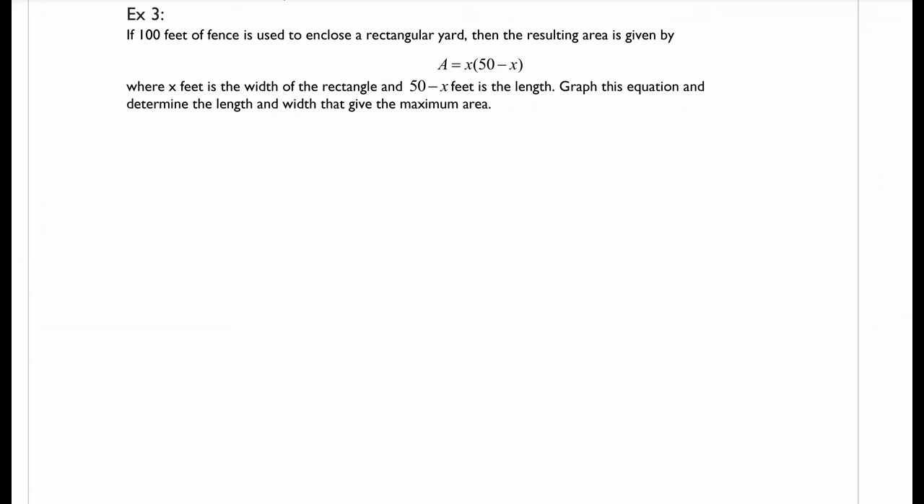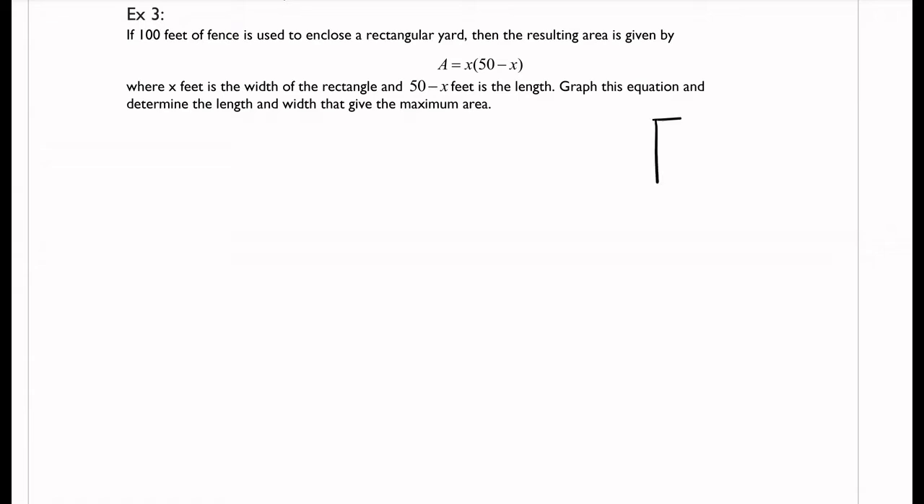So example 3 says if 100 feet of fence is used to enclose a rectangular yard, then the resulting area is given by x times 50 minus x, where x feet is the width of the rectangle and 50 minus x feet is the length. Graph this equation and determine the length and width that give the maximum area.